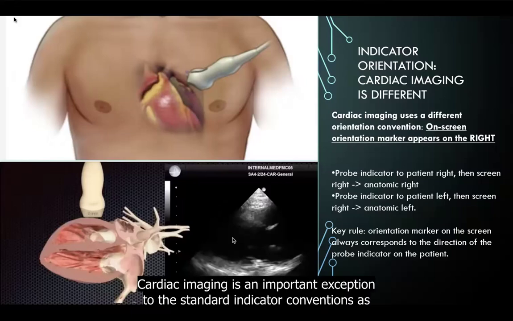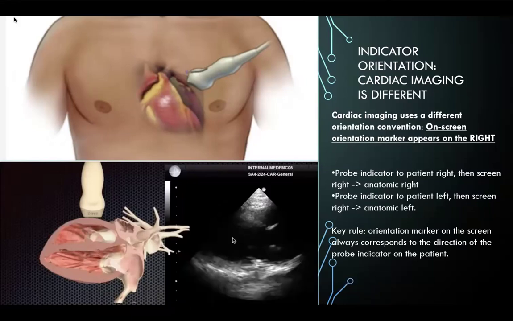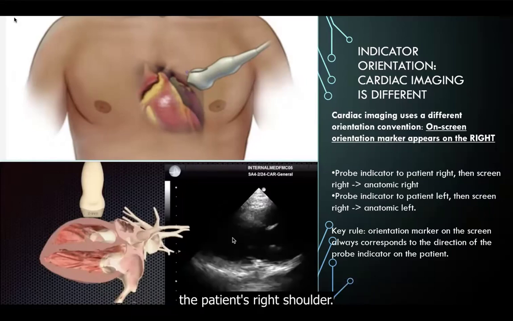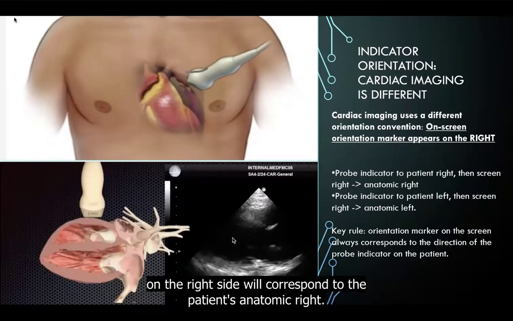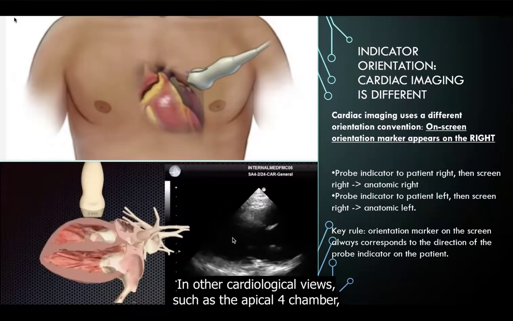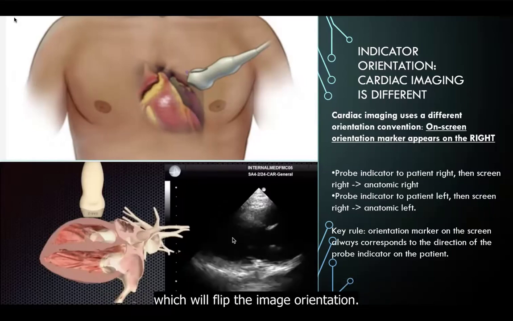Cardiac imaging is an important exception to the standard indicator conventions, as the on-screen indicator will be on the right side of the screen. In parasternal long view, as shown here, the probe indicator is directed toward the patient's right shoulder. As a result, the indicator on screen that appears on the right side will correspond to the patient's anatomic right. It is important to recognize that this is view specific. In other cardiac views, such as the apical four-chamber, the probe indicator may be directed toward the patient's left side, which will flip the image orientation.